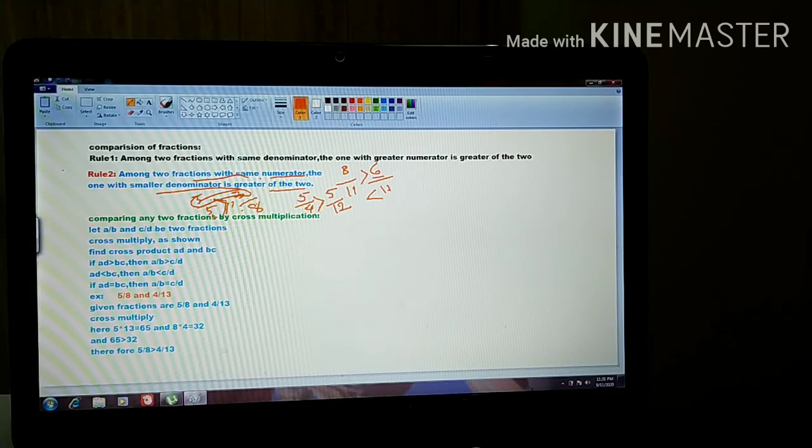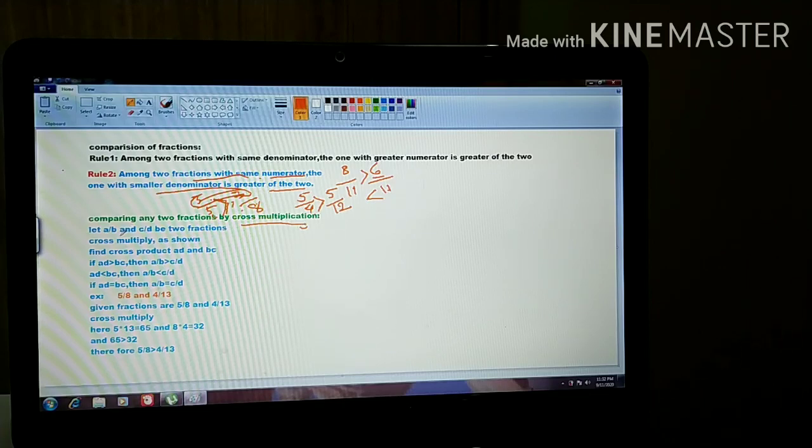Next, see this one: comparing any two fractions by cross multiplication. How to do cross multiplication? These are only for two fractions. Observe here: if two fractions are given, we can also do cross multiplication to find out which fraction is greater.